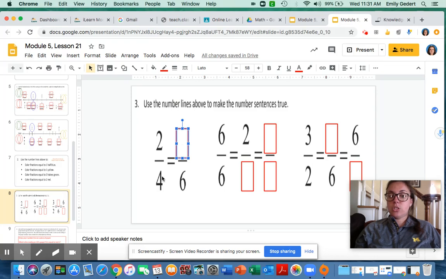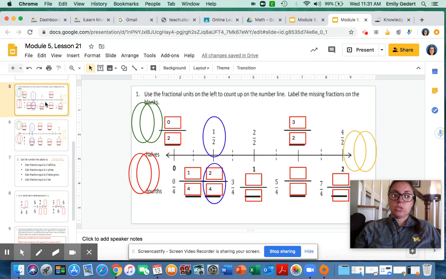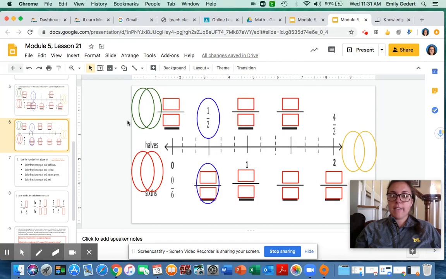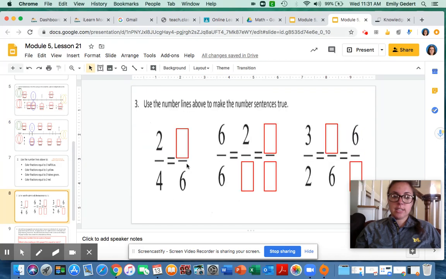So this says, what is 2/4 equal to on the sixths? So up here, I see that 2/4 is here. That's equal to 1/2. So I'm going to go over here to 1/2. These are all the blue circles. And you need to figure out what fraction this is and type it here. Then you're going to keep filling those out. Use those circles on slides 5 and 6 to help you.